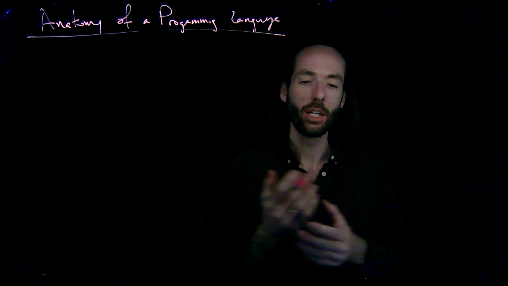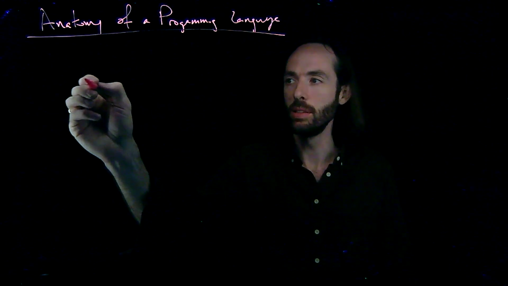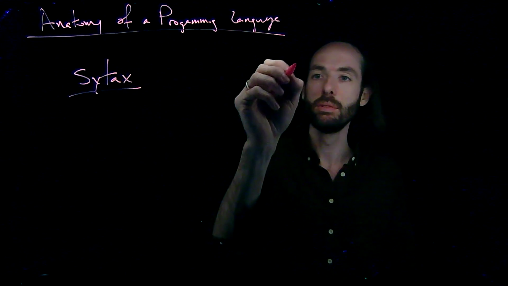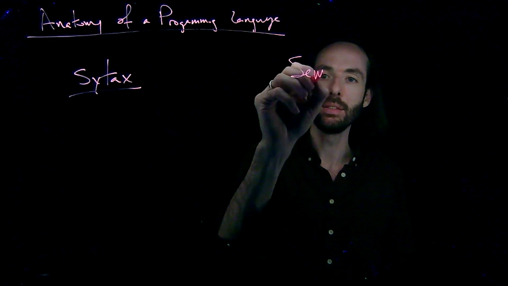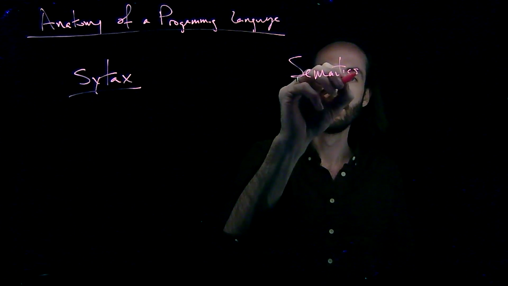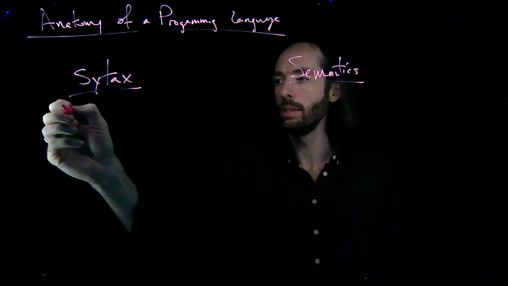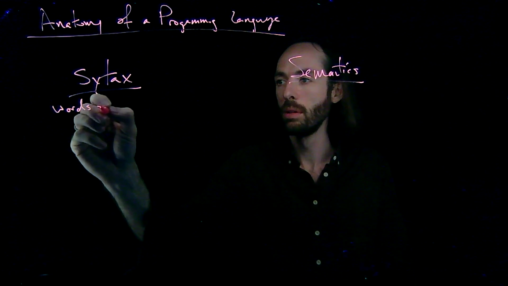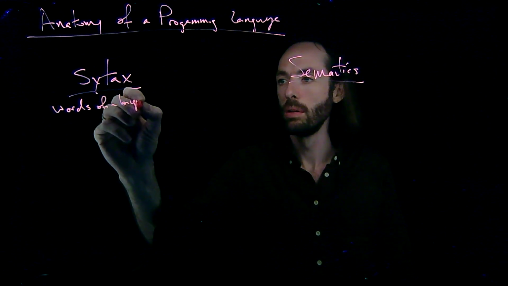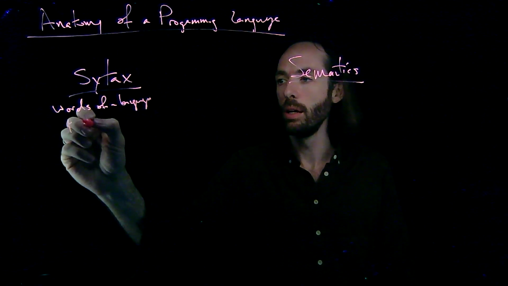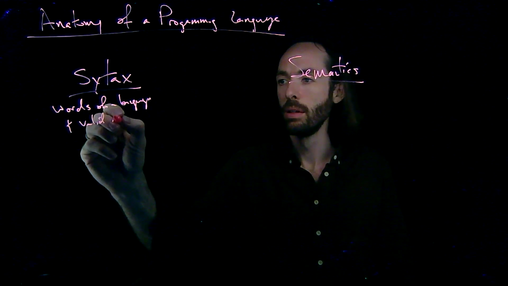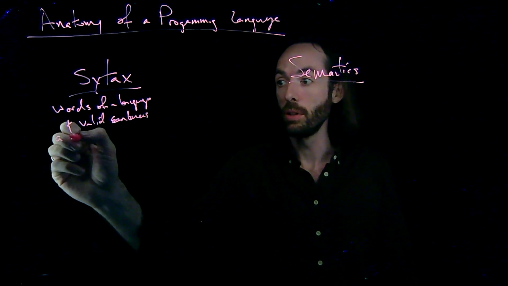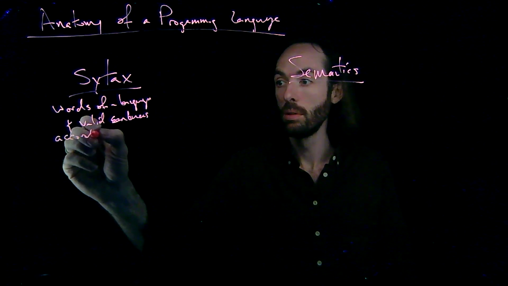So linguists, when they talk about languages, typically break it down into two separate ideas, the syntax and the semantics. The syntax is the words of our language and valid sentences according to grammar rules.